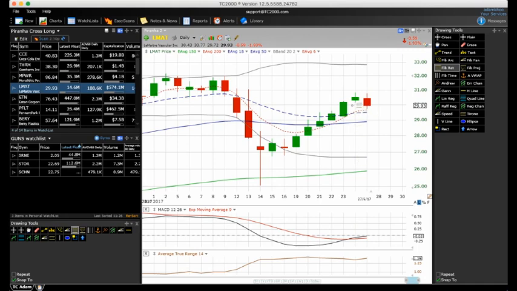6 EMA crossing above 18 EMA, and MACD crossing bullish, and the price crossing above the 50 moving average happening at the same time. So in this case, this and this are happening at the same time. So we've got 2 out of 3 conditions, which is a high quality setup, right?